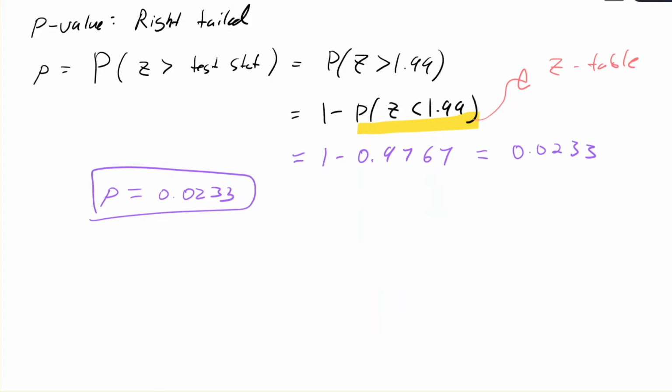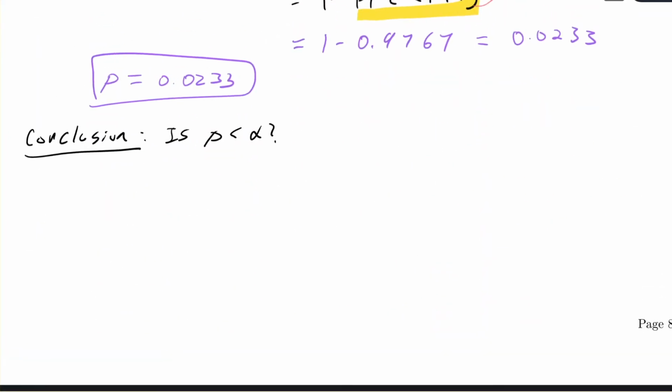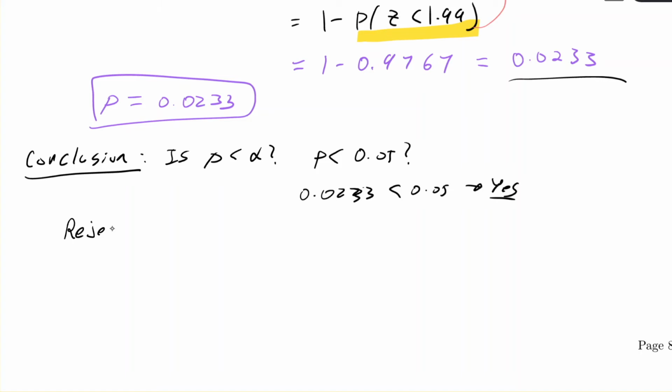So for conclusion, we ask, is p less than alpha? So we look at the problem alpha, they use 0.05. So in this case, is p less than 0.05? Well, it is, right? 0.0233 is less than 0.05. Yes. If p is less than alpha, if this is true, we reject h naught.